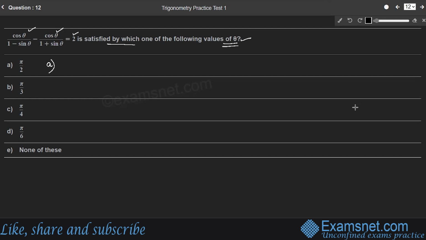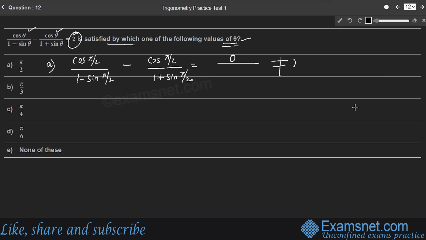So let us consider option A. That means by substituting theta is equal to pi by 2, the given equation becomes cos pi by 2, which is cos 90 degree, by 1 minus sin 90 degree, minus cos pi by 2 by 1 plus sin pi by 2. We all know that cos 90 is 0, right? So no need to go for further calculation, because 0 by any value doesn't give you the final answer as 2, right? Therefore, this is not equal to 2, right?